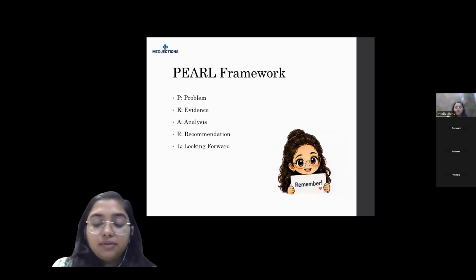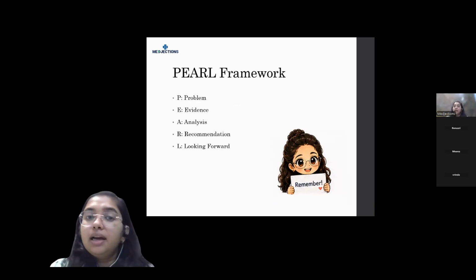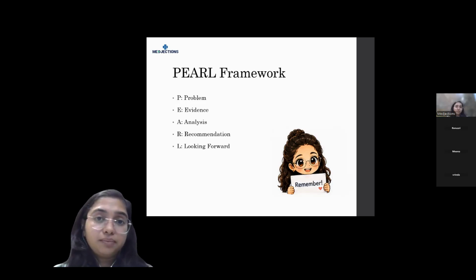So this is very useful when you write the future direction and the conclusion, okay? The problem, evidence, analysis, recommendation, and how you look forward, okay? So this Pearl framework can be used when you are writing down your section, okay?